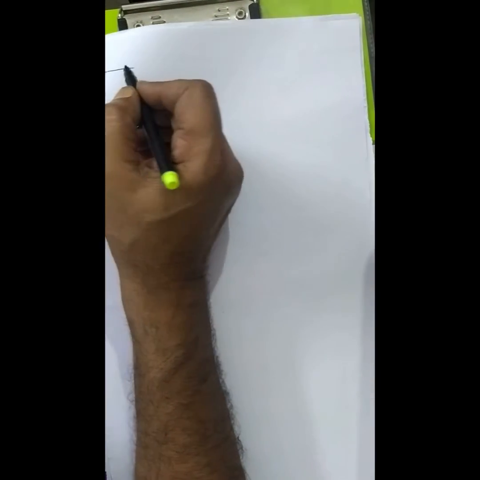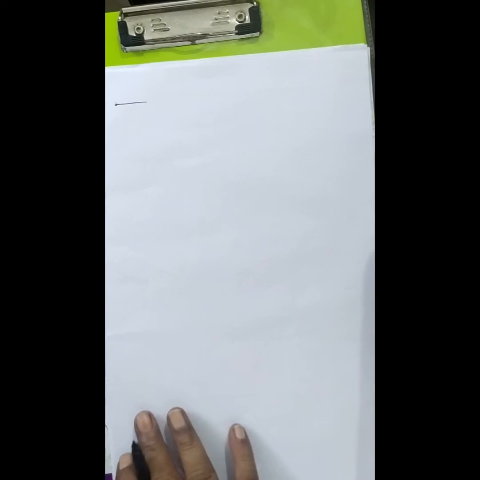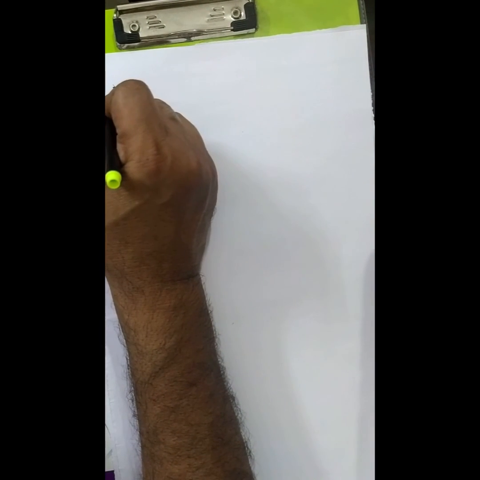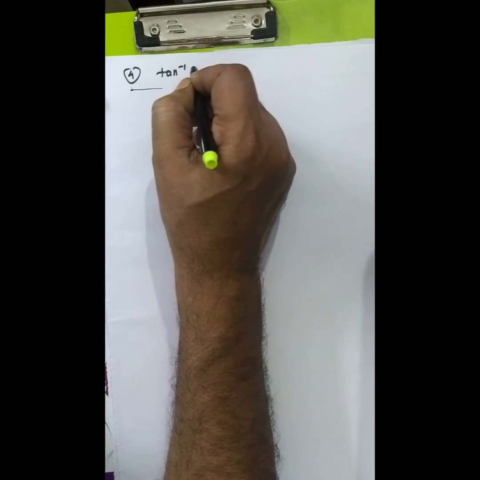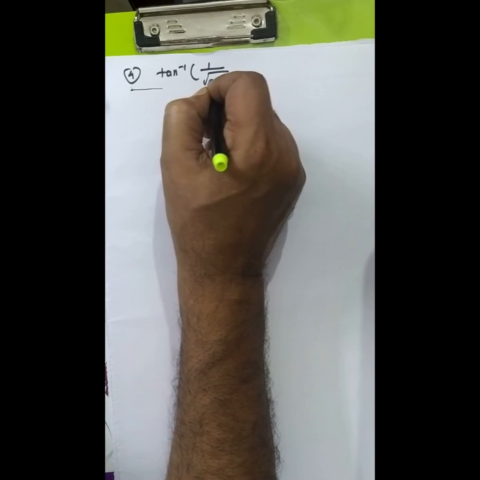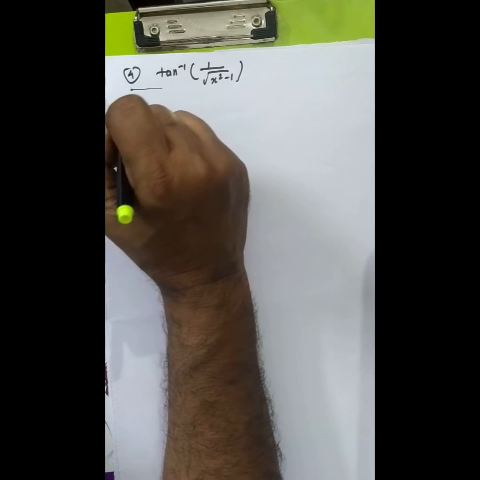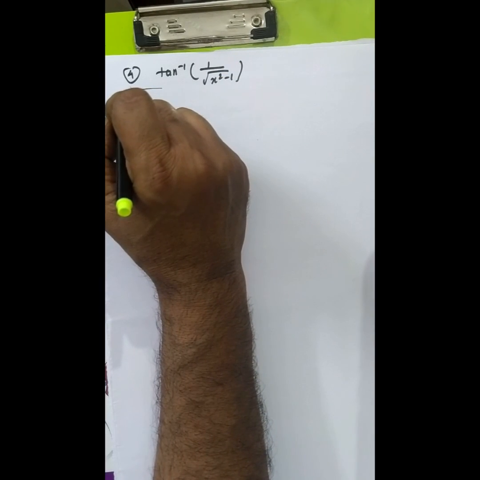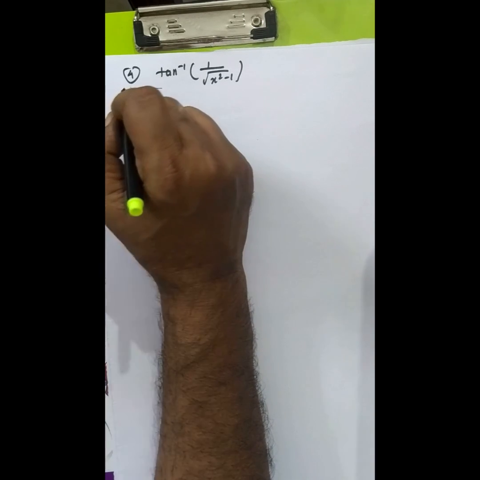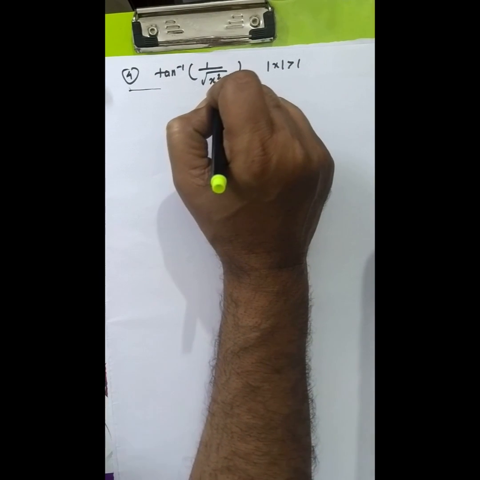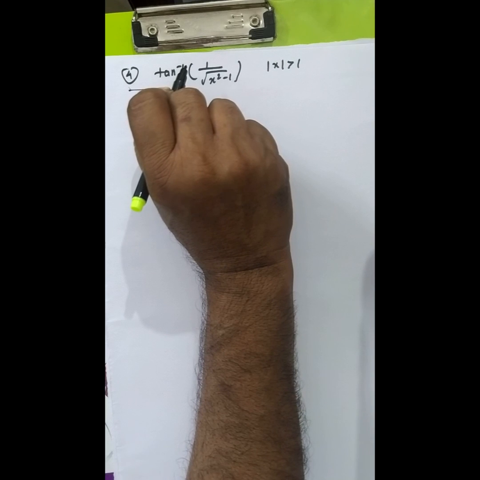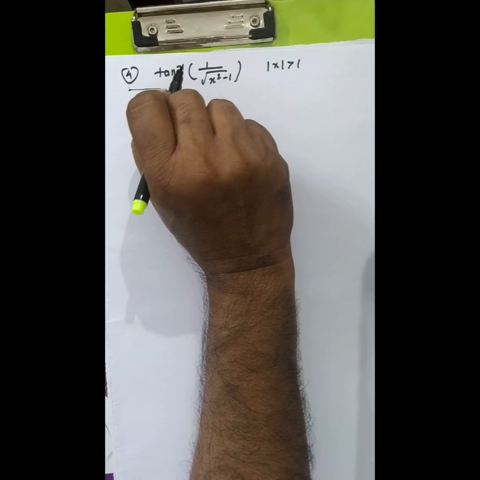Next we will pass on to tan inverse of 1 upon root of x square minus 1, where mod of x is greater than 1. Here also it is not given, prove that. So just you have to express in the simplest form.